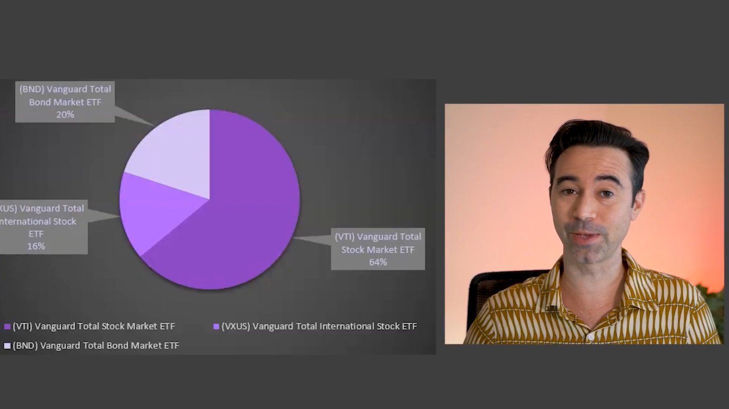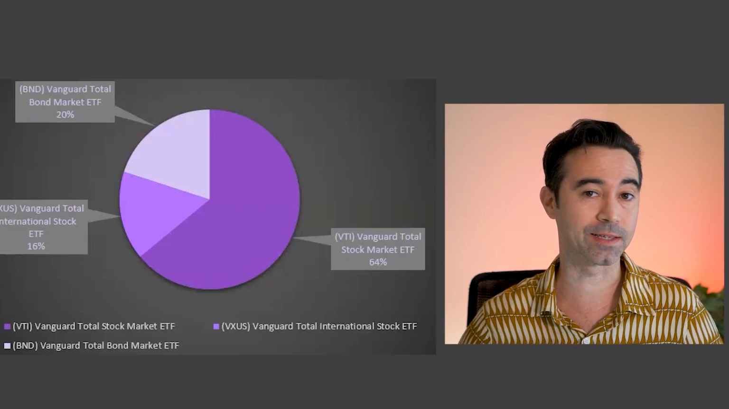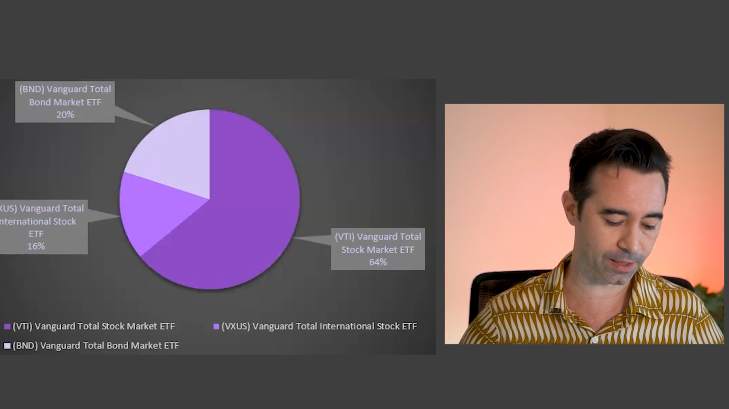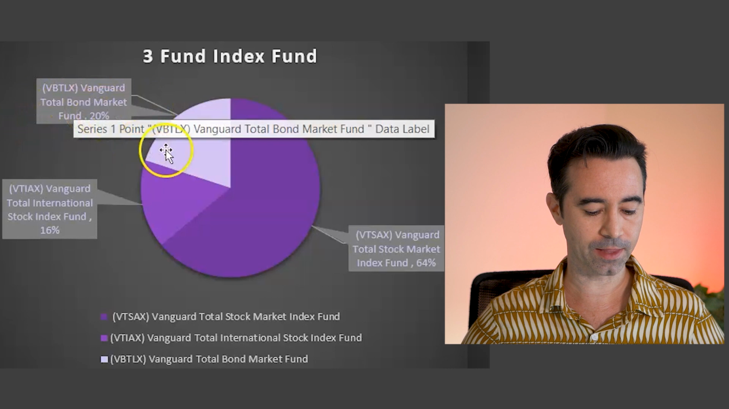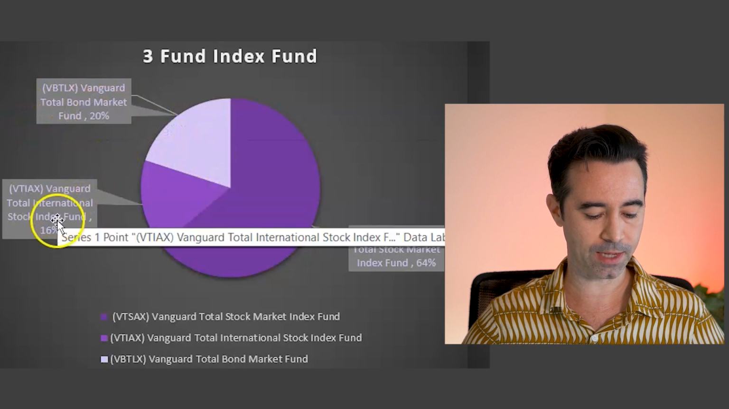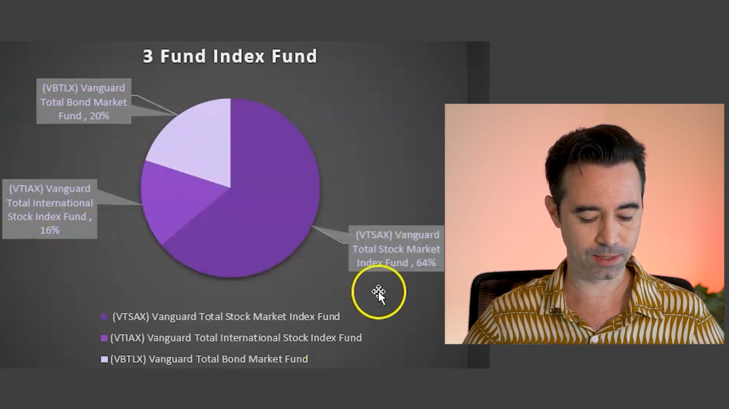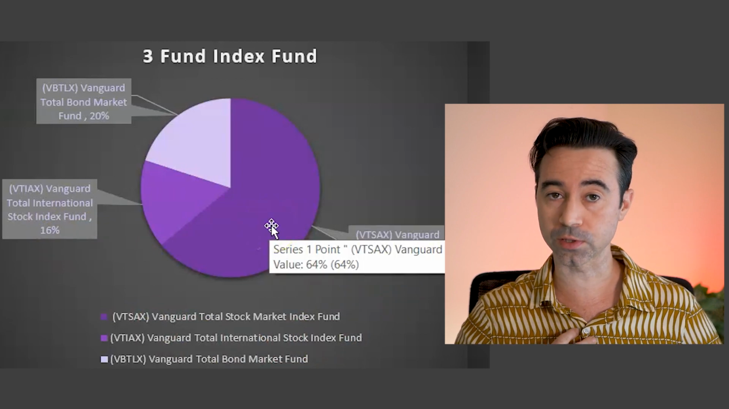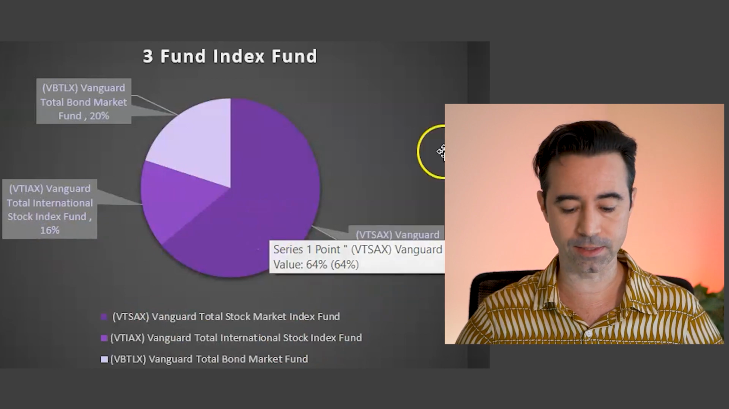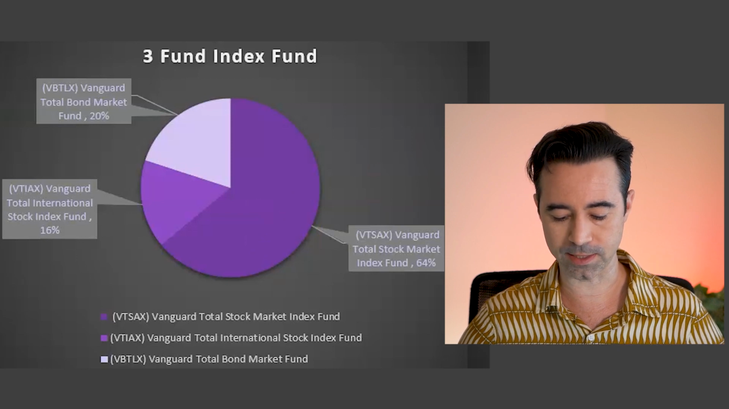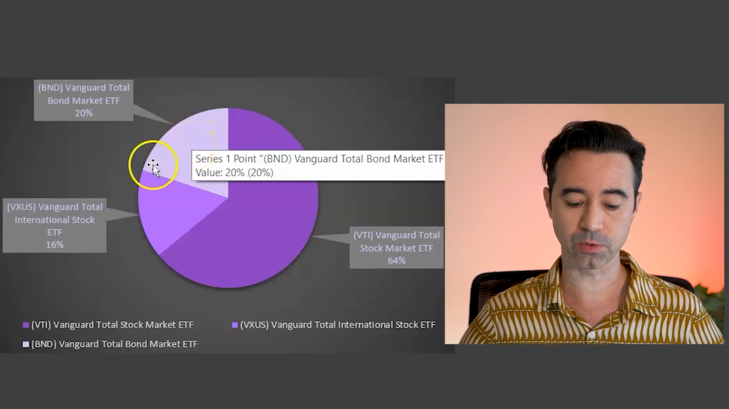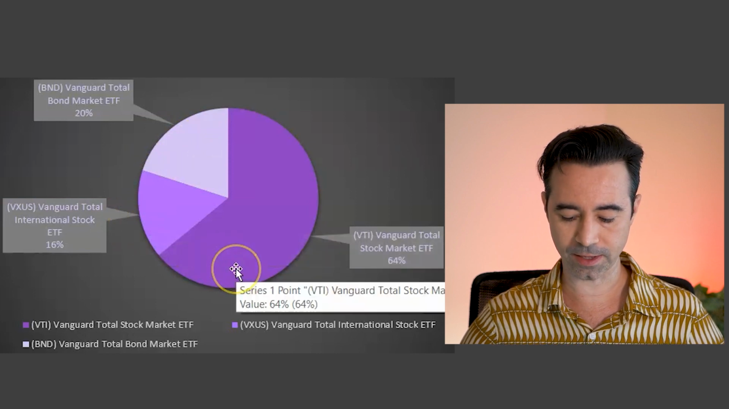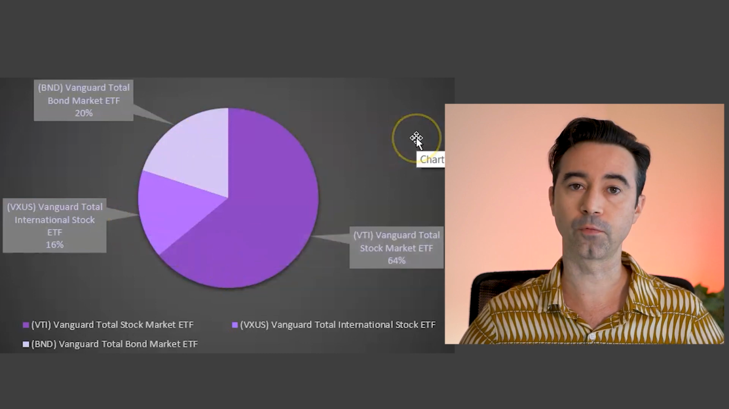So finally, at the end, we have my mix of investments that I would have in my personal three-fund portfolio with Vanguard, and it would look like this. Like I said, VBTLX 20%, VTIAX 16%, and FTSAX 64%, again, for my personal risk tolerance. And then on the ETF side of it, if I wanted to go with ETFs, it would be BND 20%, VXUS 16%, and VTI 64%.